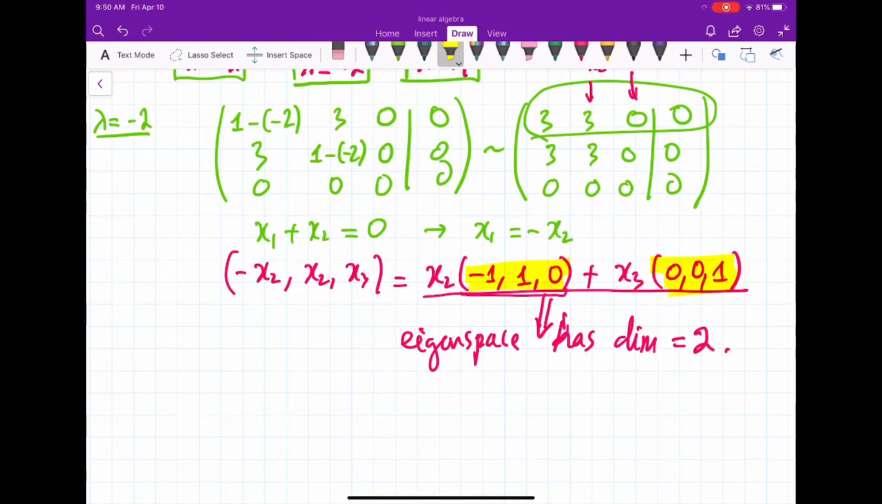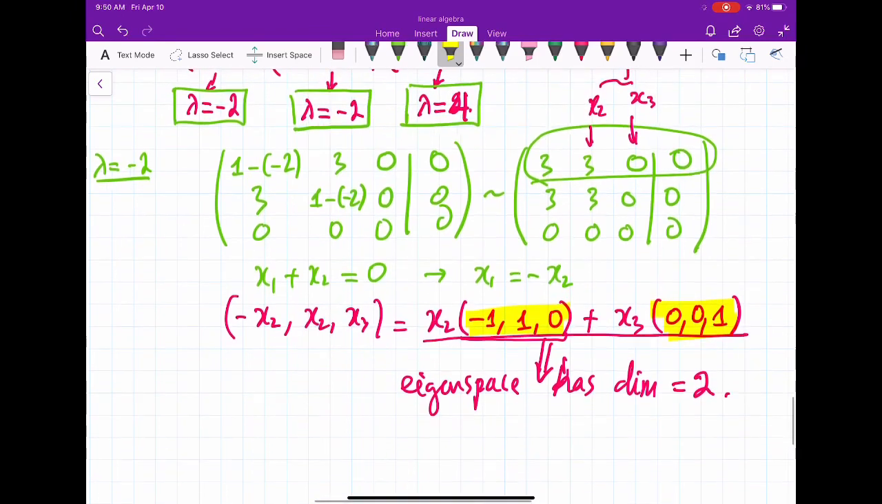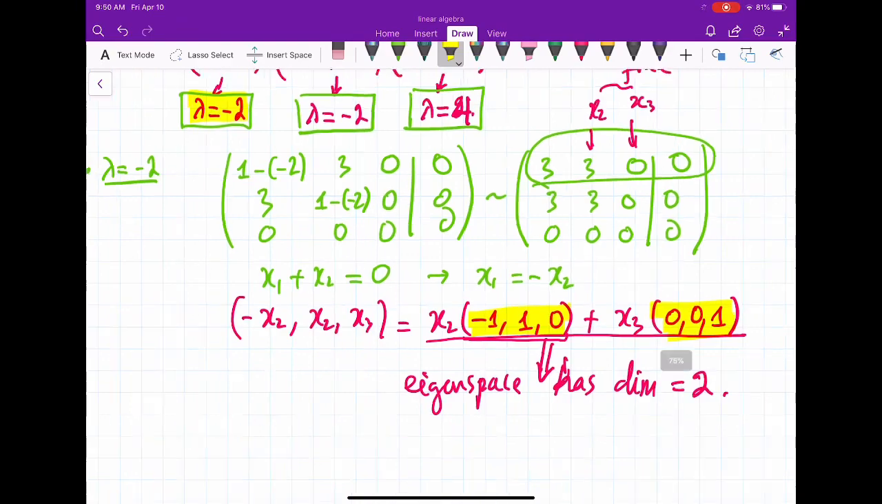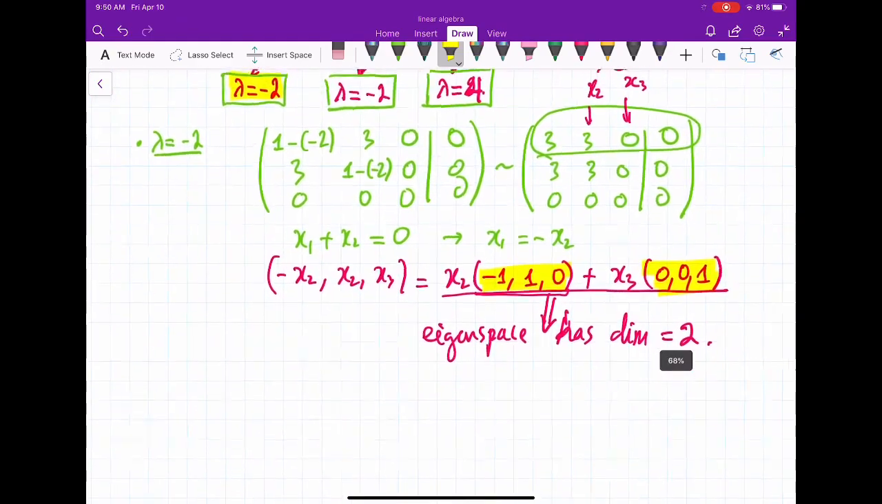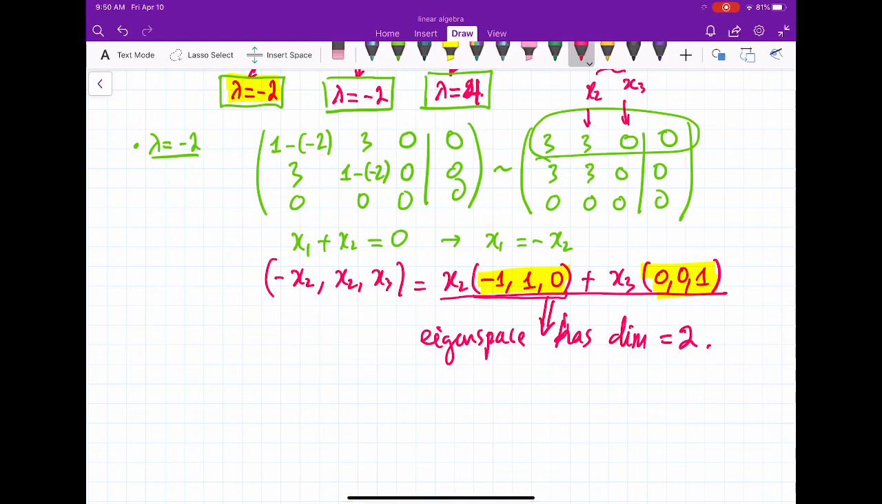Agree? So that is the difference between this problem and the previous one. In the previous one, you have lambda equal to 1 with multiplicity equal to 2, but the eigenspace has dimension equal to 1. In this case, lambda equal to -2 has multiplicity equal to 2, and the dimension of the eigenspace is 2. Okay? So that is a big difference. Let's move to lambda equal to 4.